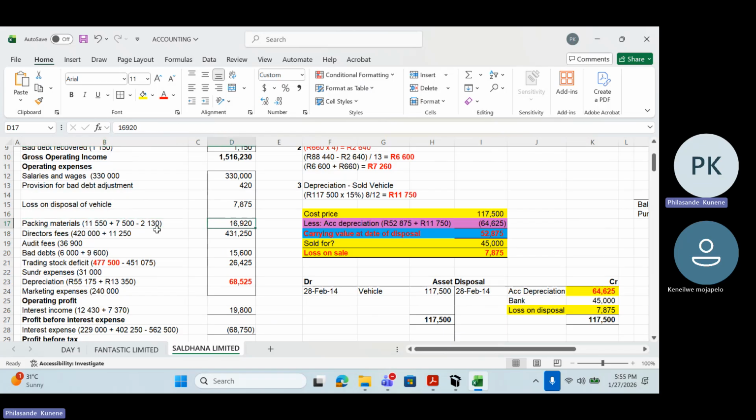Packing materials, we got the total. Director's fees, we got the total. Audit fees, 36,900 must come here. And then bad debt, we got the total. Trading stock, we got the total. Sundry expenses, that should be 31,000 must come here. Okay, and then depreciation and then marketing expenses, we have the 240,000 that must come here. And then how much are we going to get as a total of these amounts?